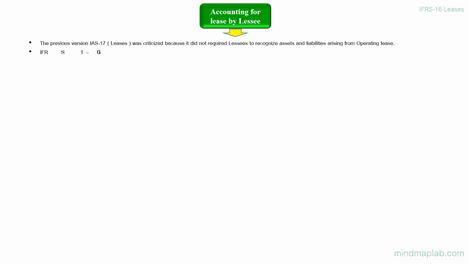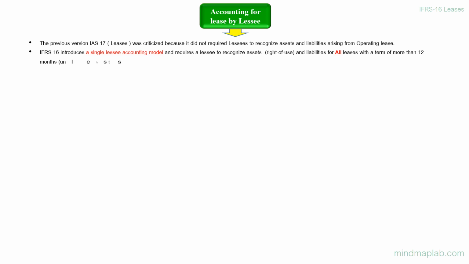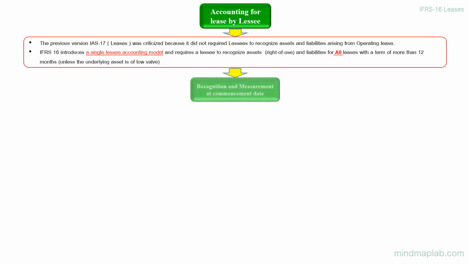Accounting for lease by lessee. The previous version IAS 17, Leases, was criticized because it did not require lessees to recognize assets and liabilities arising from operating lease. IFRS 16 introduces a single lessee accounting model and requires a lessee to recognize assets, right of use, and liabilities for all leases with a term of more than 12 months, unless the underlying asset is of low value. Recognition and measurement at commencement date.